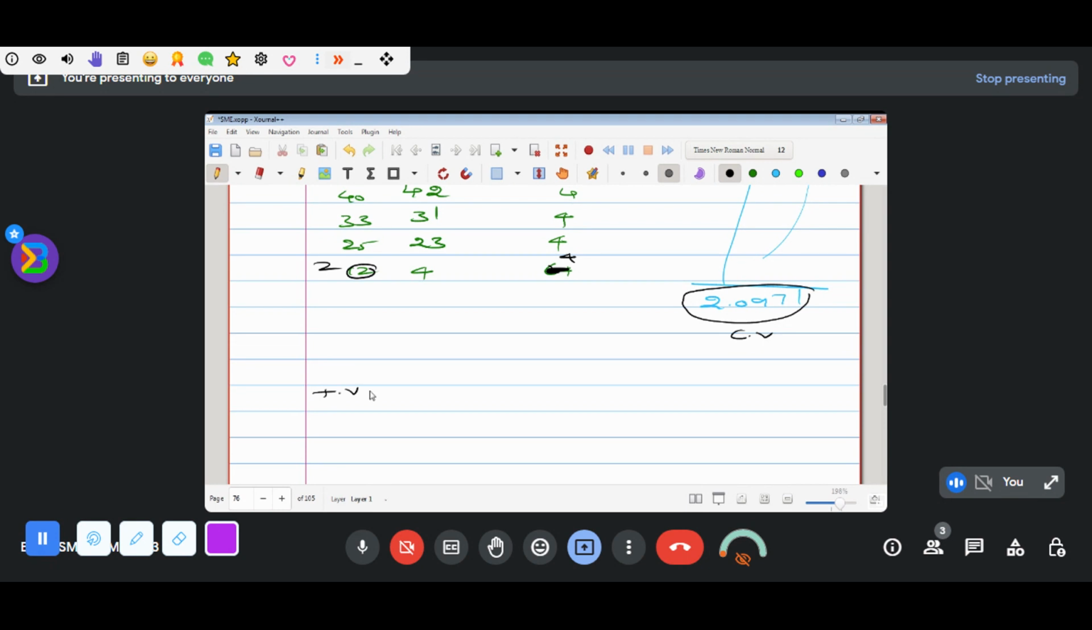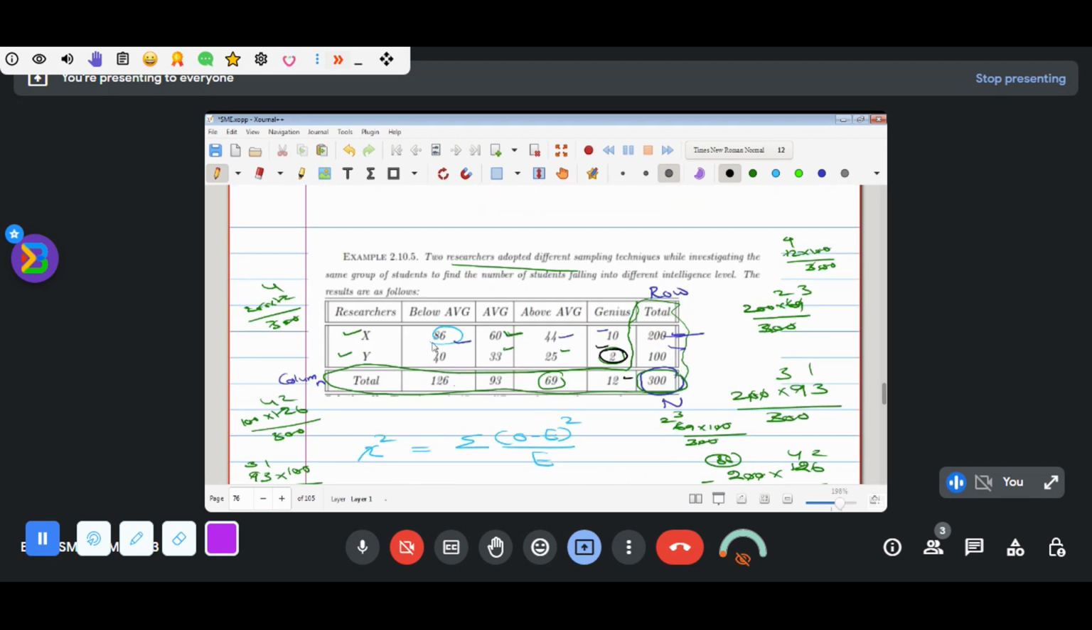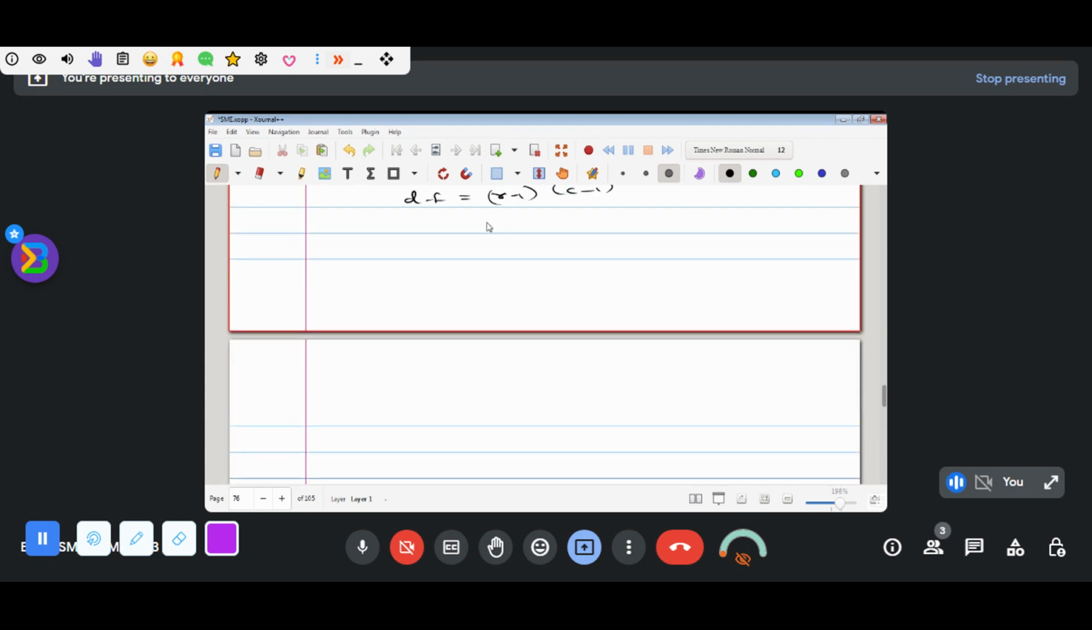Now we want to find the table value. For the table value, we select alpha at 5% and the degrees of freedom. Degrees of freedom is very important: r minus 1 into c minus 1. How many rows and how many columns? It's given in the problem: 2 rows and 4 columns. Therefore, 2 minus 1 into 4 minus 1, which is 1 into 3, so the degrees of freedom is 3. Therefore, chi-square test at 0.05 level of significance with 3 degrees of freedom.